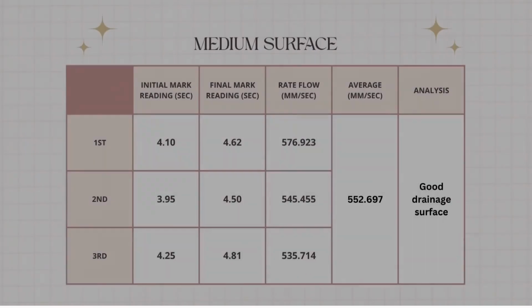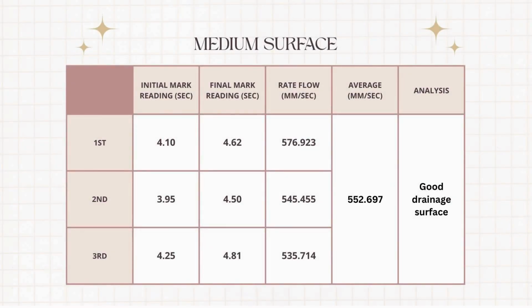In other words, the fine surface shows a weak drainage performance, and it can potentially cause water to remain on the road surface. Next, for the medium surface, the flow rates are significantly higher with an average of 552.0 mm per second. This suggests that the surface texture is well balanced, allowing water to drain smoothly without being too tight or too open. So overall, the medium surface provides the best drainage performance among the three surfaces.